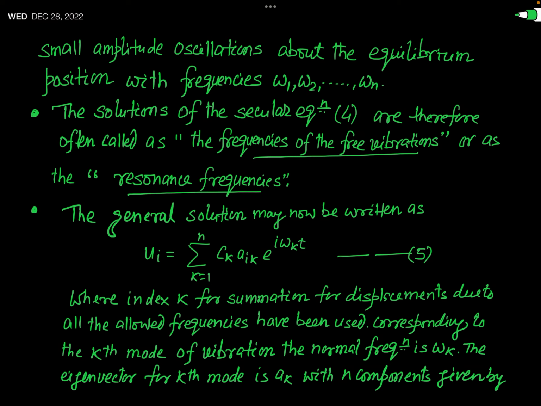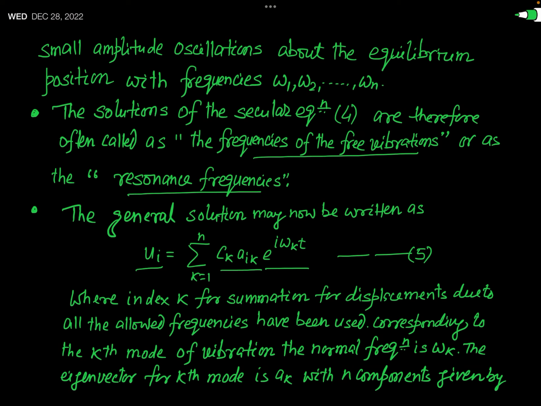Okay, now since you have seen that the solution of the secular equation actually gives us n values of omega, that is n frequencies, in this condition we can write the general solution as a summation over these frequencies. The general solution is written like this: u_i equals the summation from k=1 to n of c_k a_ik e to the power i omega_k t.